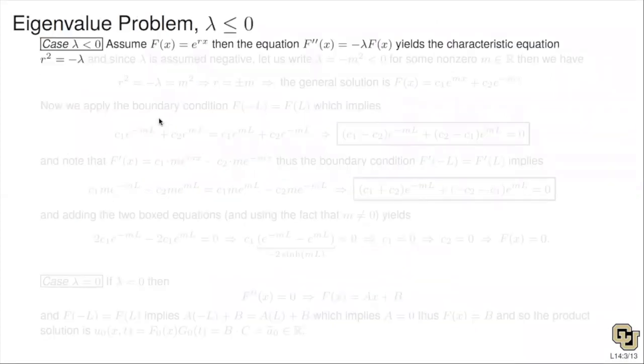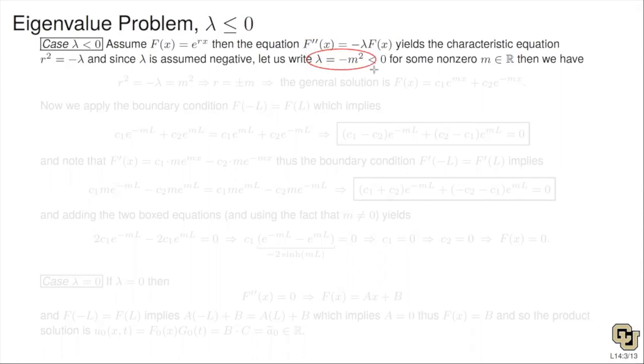So for the eigenvalue problem, I actually worked out the case lambda less than 0. I mean, just in time for after you did the homework. Sorry, I maybe should have done it earlier. So here, actually it was on purpose. So here, I'm assuming lambda is less than 0. So I'm going to just go ahead and write lambda as negative m squared for some non-zero m. So negative m squared here will always be negative.